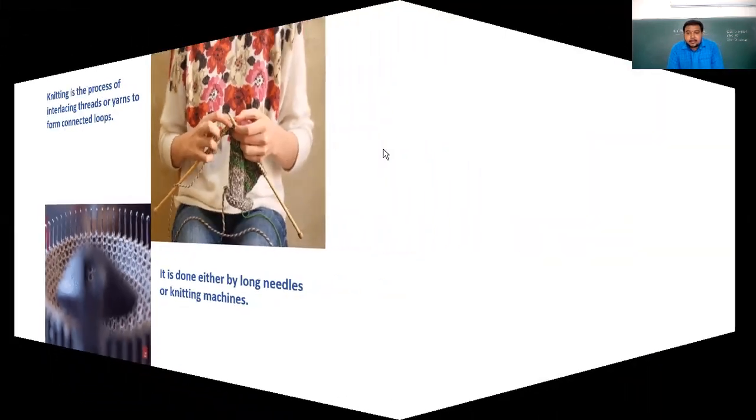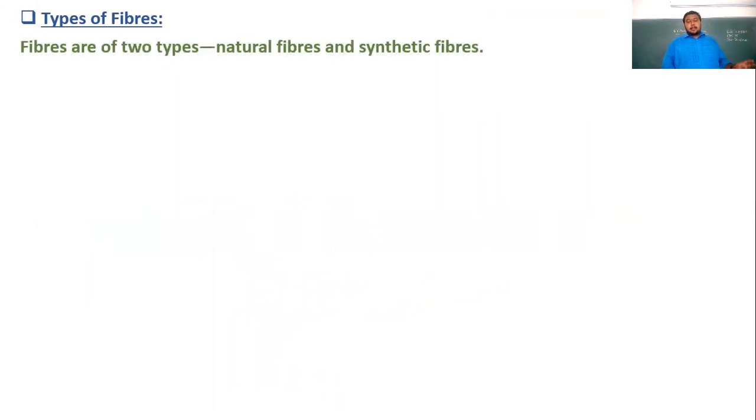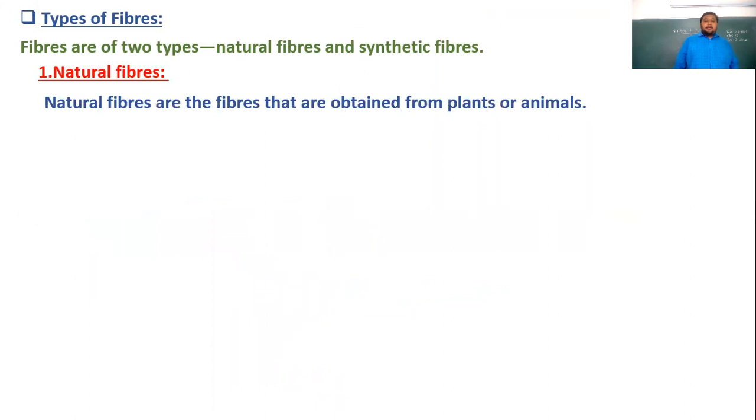So by this method we can form a fabric from the fiber. First we obtain the threads from the fibers. After that we get fabric from the thread. Now we are going to see what the types of fibers are. There are mainly two types of fibers: natural fiber and synthetic fiber. Natural fiber means the fiber which is obtained from plants or animals.